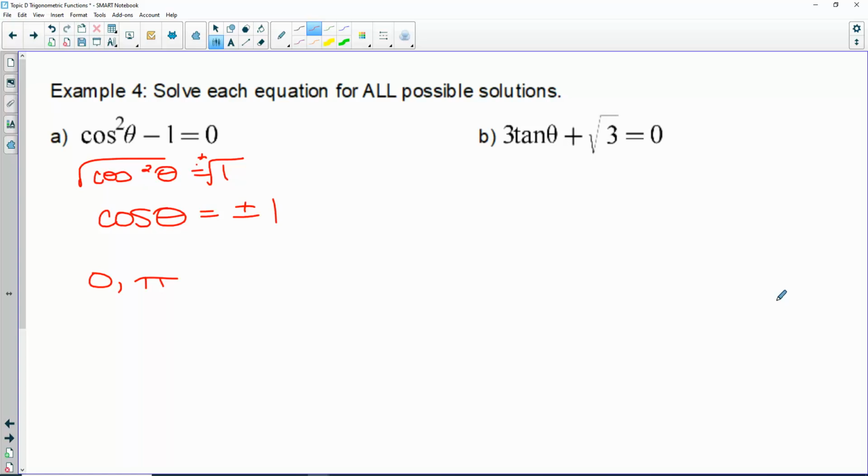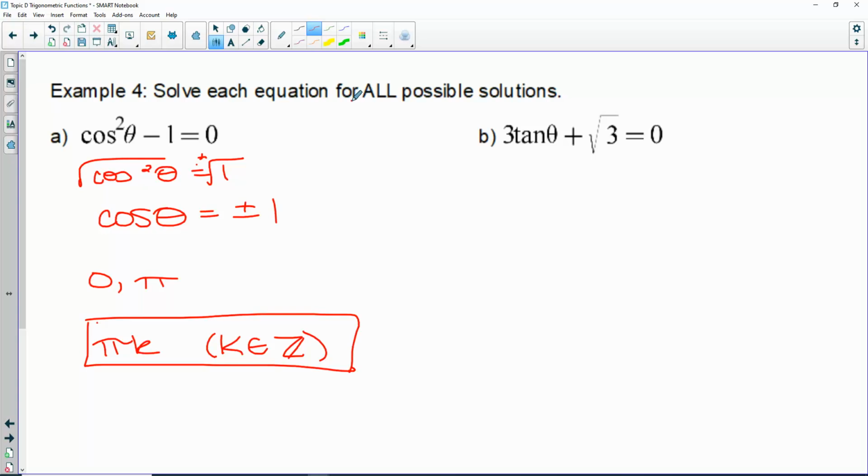So it'd be at 2 pi, 3 pi, 4 pi, 5 pi, 6 pi, 7 pi. So we could just say pi k. Every multiple of pi is happening, as long as k is an integer. The only reason I had to do the pi k is because it said all solutions. If I just said between 0 and 2 pi, 0 and pi would be sufficient. But this one's happening every multiple of pi.